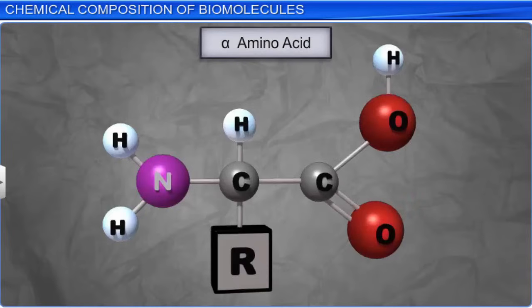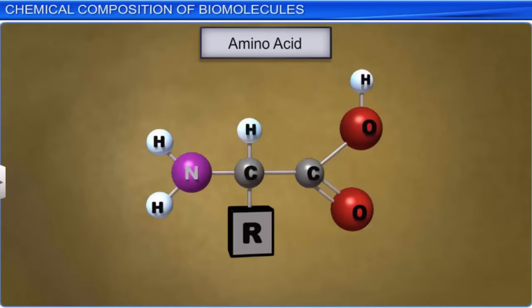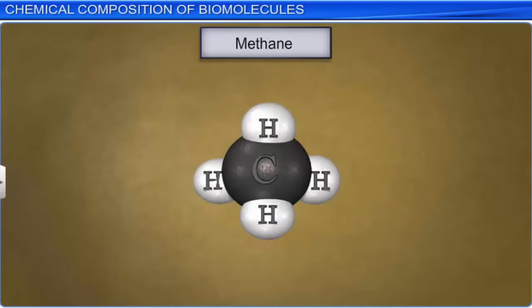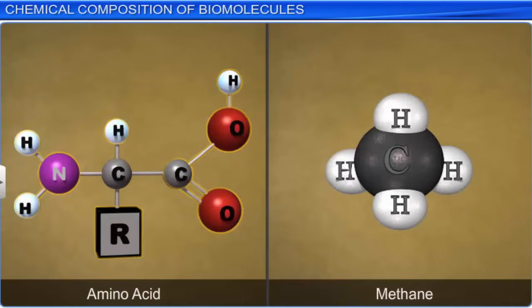Amino acids are substituted methanes. There are 4 substituent groups occupying the 4 valency positions. These groups are hydrogen, the carboxyl group, amino group, and a variable group also known as the R group.